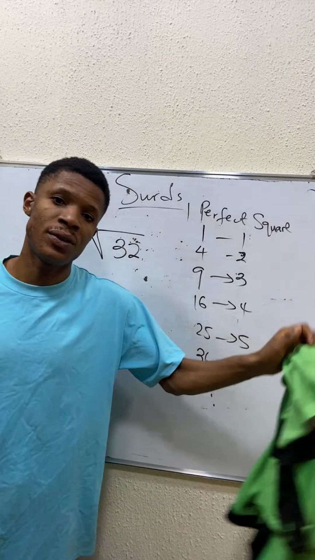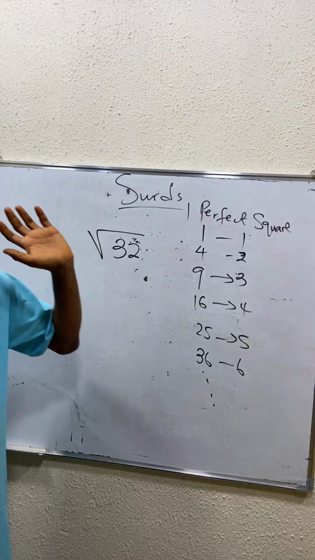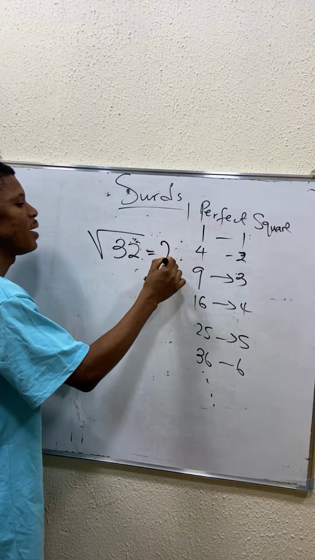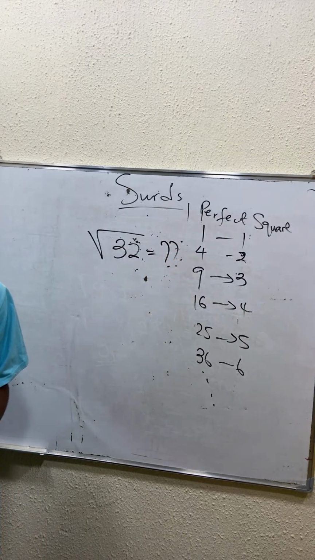Simplifying this square root of 32 means you reduce it. Based on what you've seen here, I want you to try to simplify root 32 for me. Let's know your answer in the comments before I take it off.